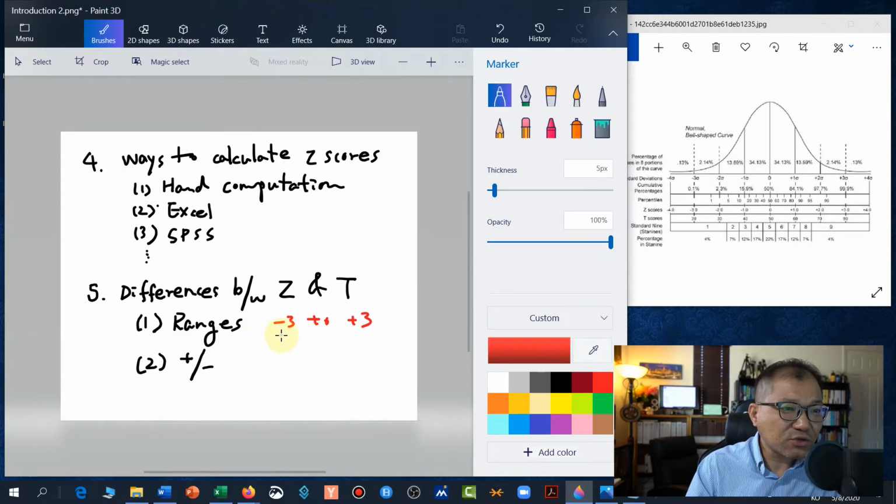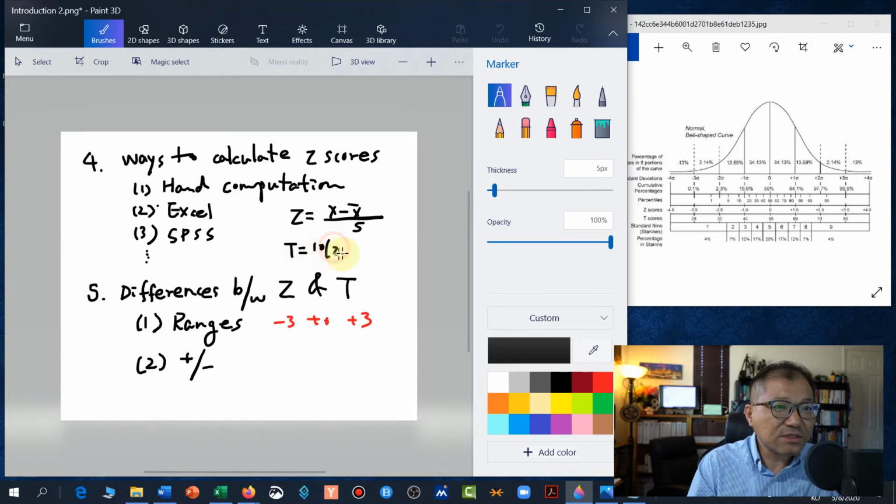What about T-scores? As you can see here, when the Z-score is -3, your T-score is 20. How do you calculate this one? Let's use the formula. Z equals x minus x bar over s, right? T equals 10 times Z plus 50. What we need to calculate the T-score is this formula.